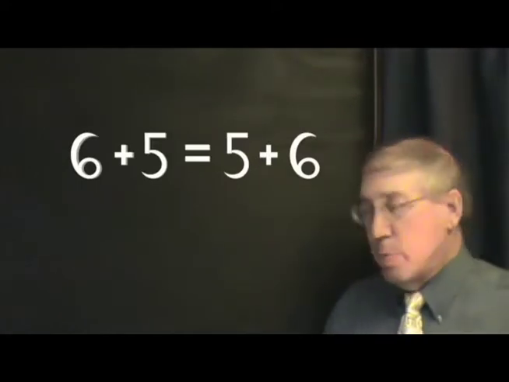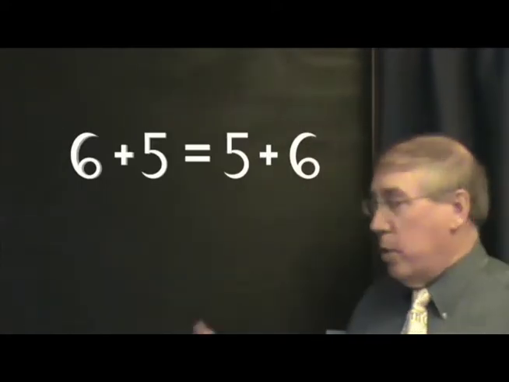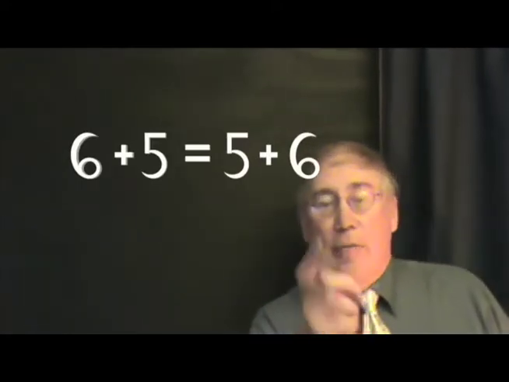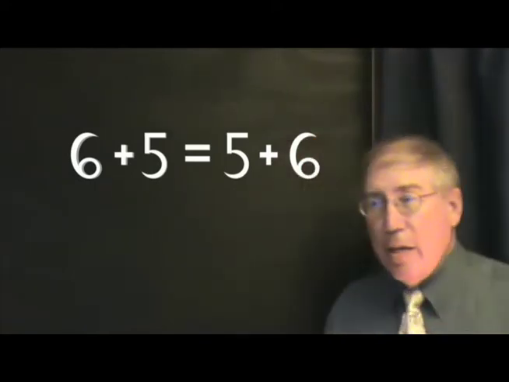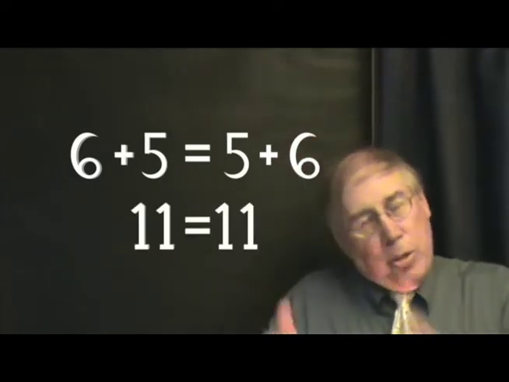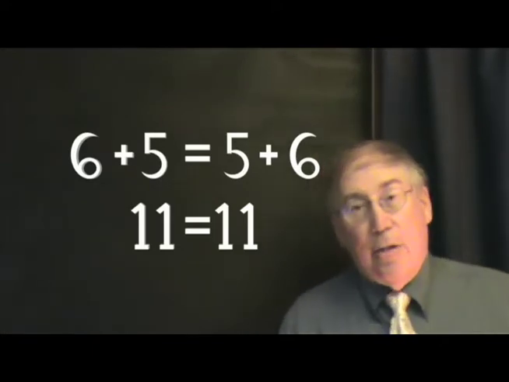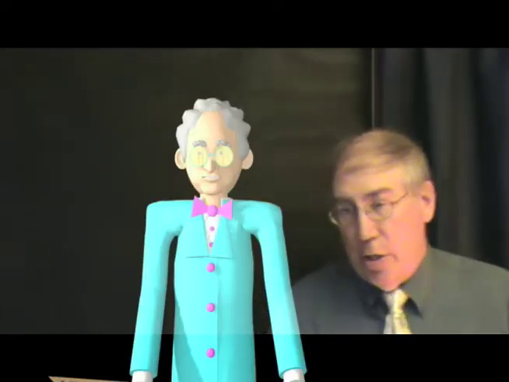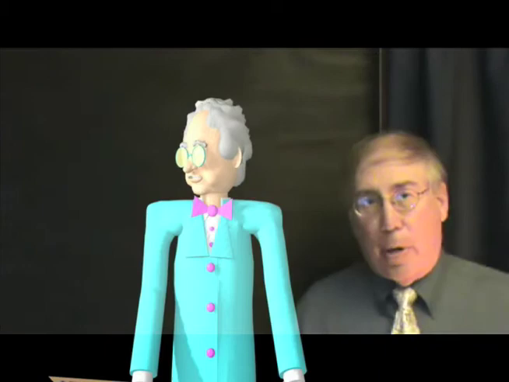So let's look at a specific example here. 6 plus 5. Now let's take the 6 and the 5 and switch it around and add them together, and you'll see that both sides equal 11. This is the commutative property of addition. Let's see what another property here is.